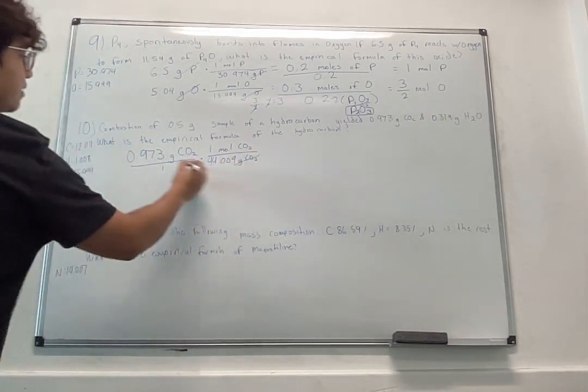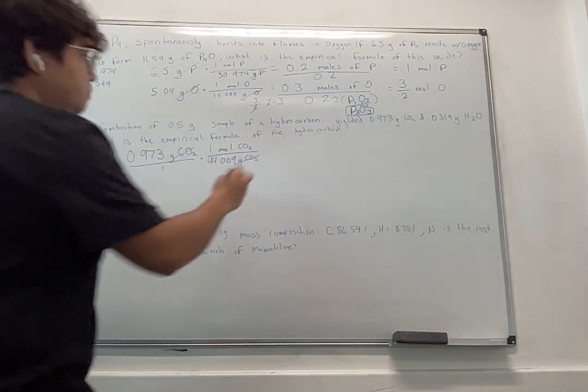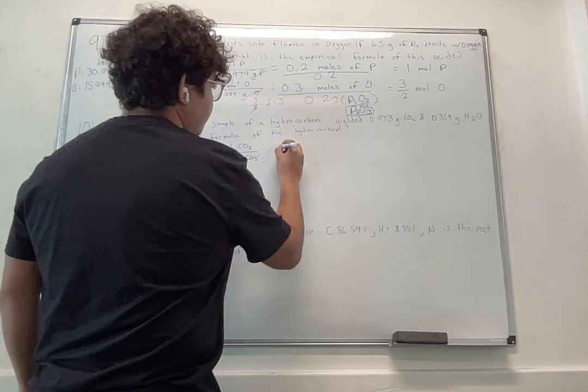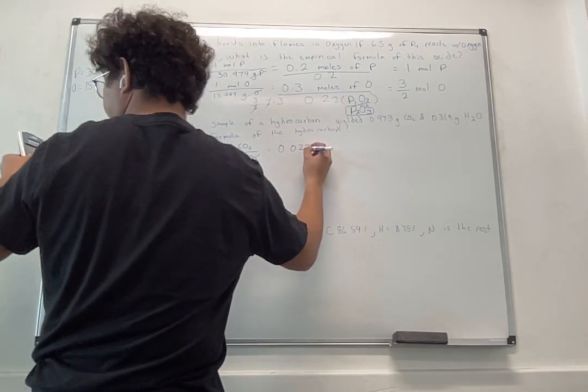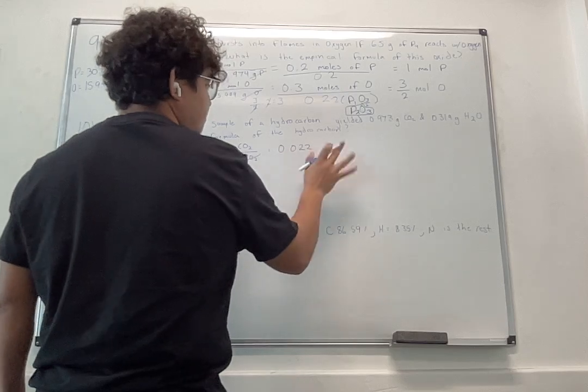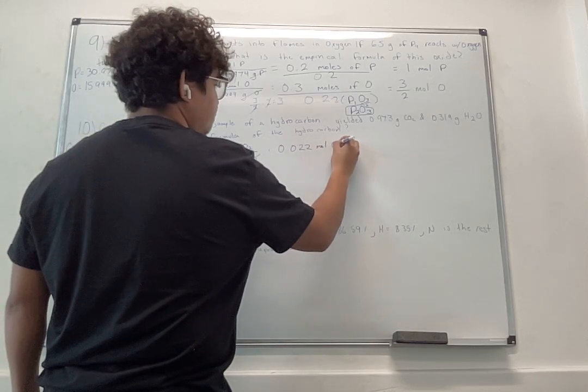Now we got grams canceled out, and we end up with moles of CO2. So let's just go ahead and find 0.973 divided by 44.009. That gives us 0.022. Let's keep it simple. Moles of CO2.